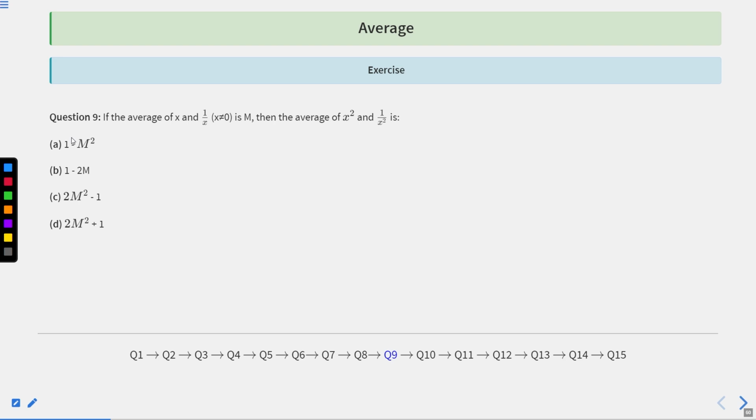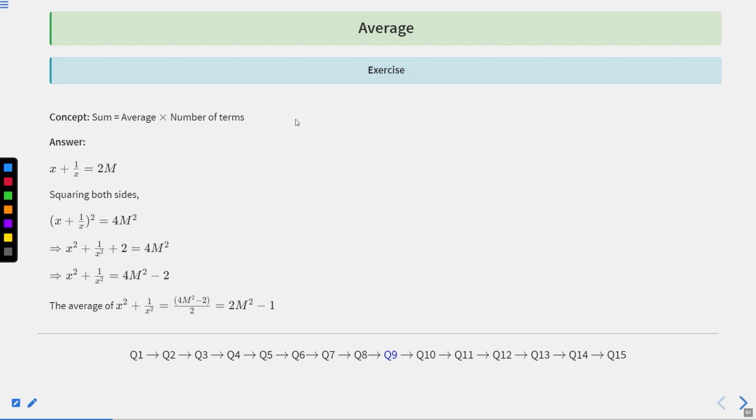Let us move ahead to problem number 9. So if the average of x and 1 upon x, x not being 0, is m, then what is the average of x square and 1 upon x square? So the concept that will be used here is sum equal to average times number of terms. So it is given that the average of x and 1 upon x is m. So that means (x plus 1 upon x) upon 2 is equal to m. That is exactly what is given to us. So I can write it as x plus 1 upon x equal to 2m.